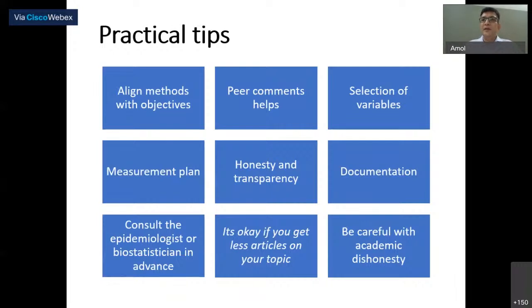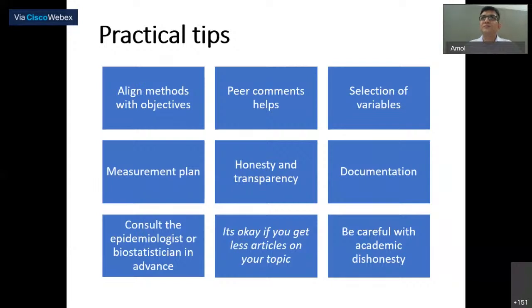And finally, these are my last practical tips. There are many actually, but since I didn't know the intended crowd who is going to come here, please make sure that your objectives and methods match with each other. That's the first flaw I see when I read a proposal.